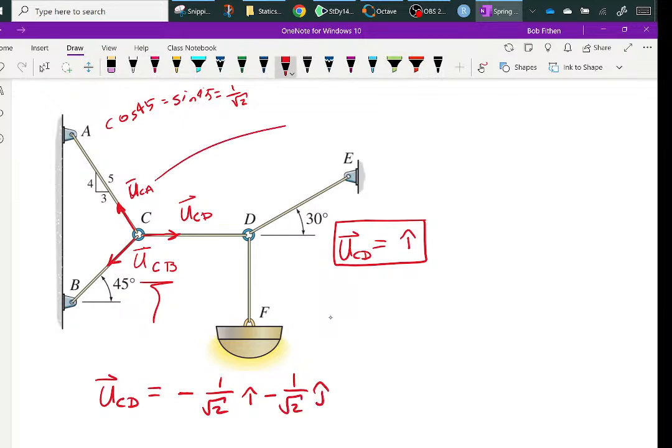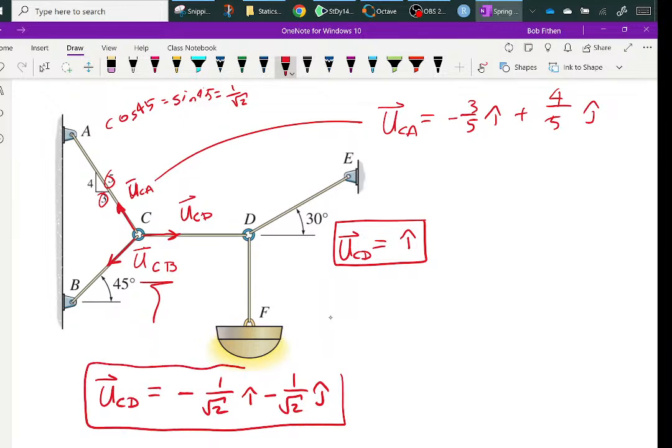Now this one, UCA, and here I'll use the components. So it shoots back to the left 3/5 of i, and that means I should have had a minus 3/5 of i. Shoots up 4/5 of j. So now hang on, I'll box this.